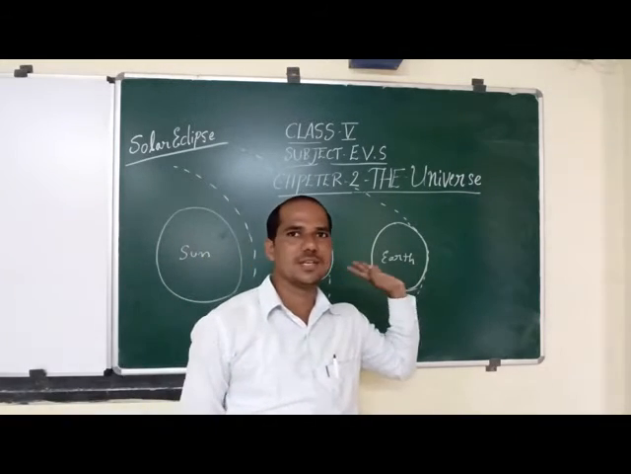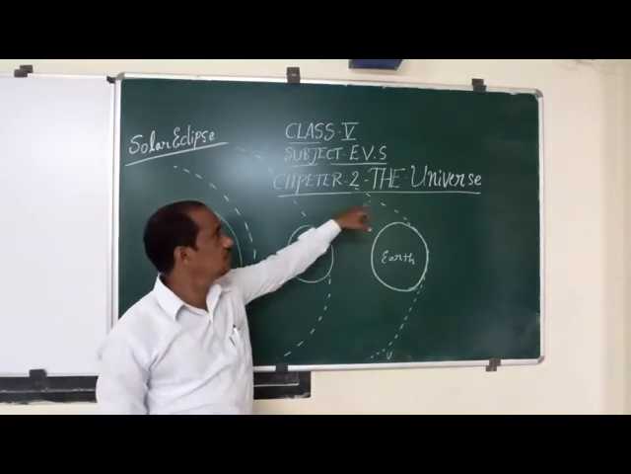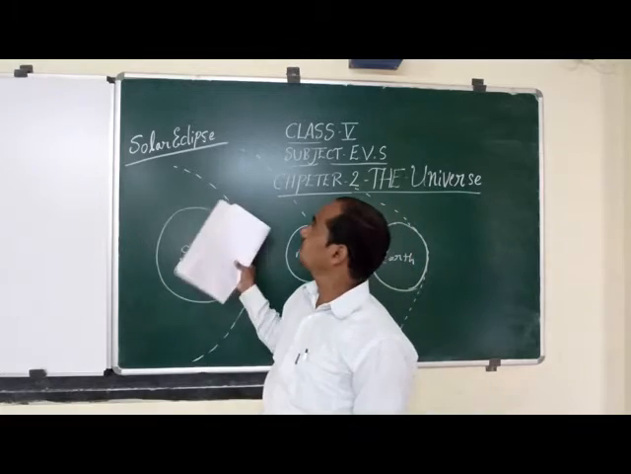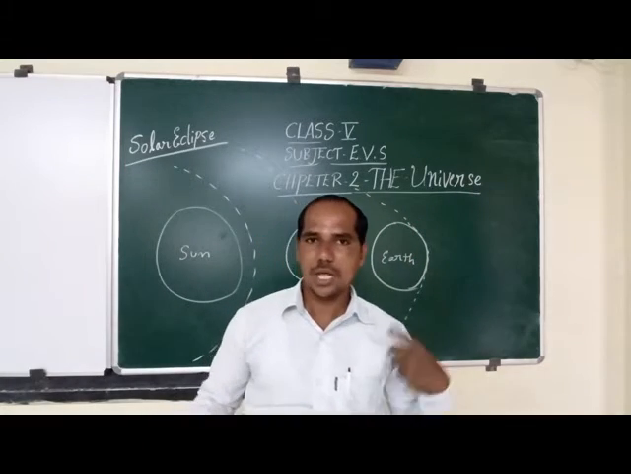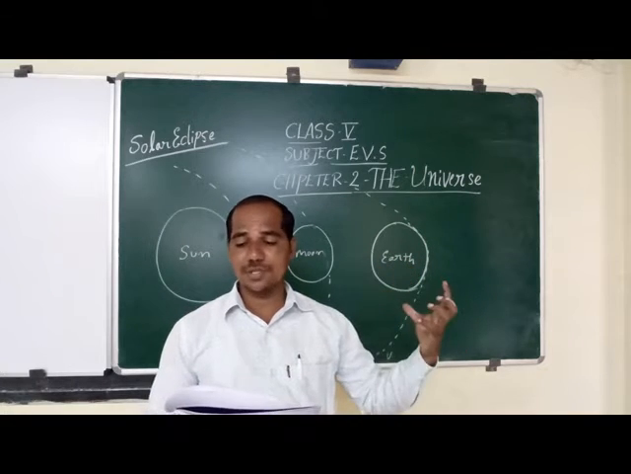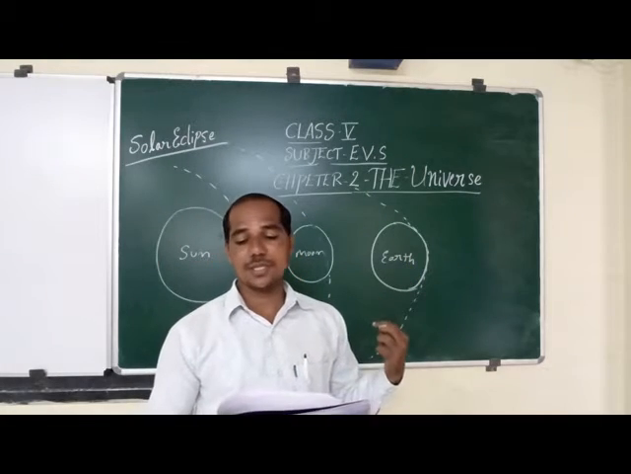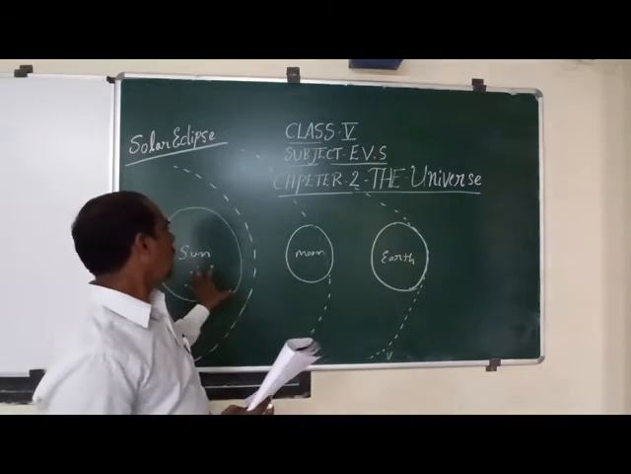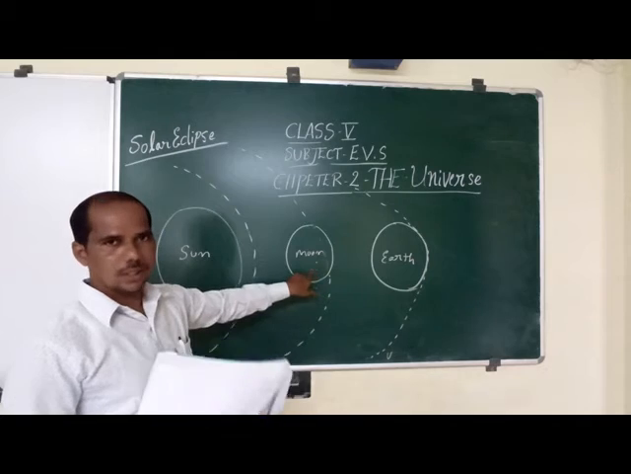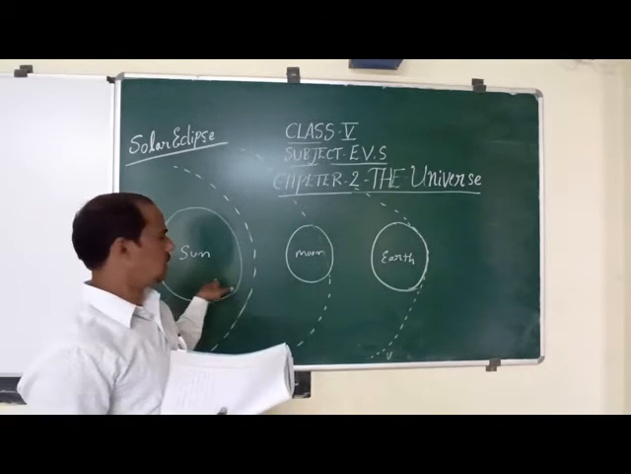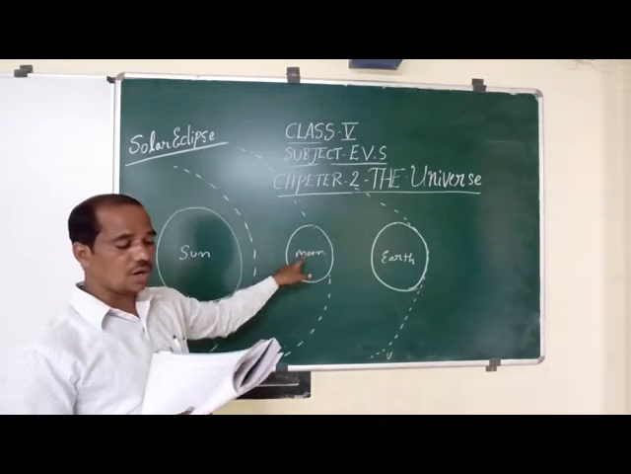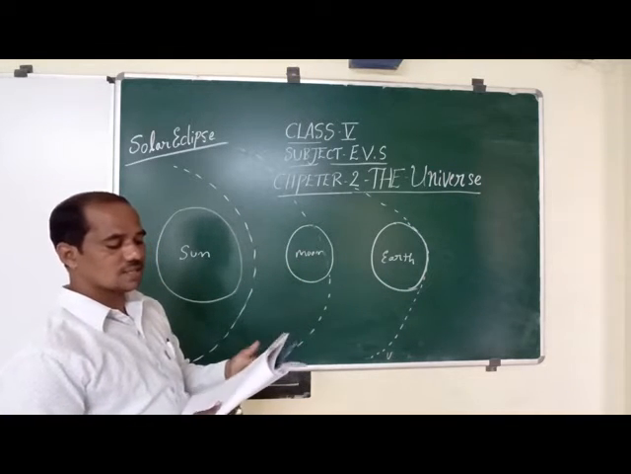EVS subject. The lesson is the second chapter, the universe, and we are discussing the solar eclipse. What is a solar eclipse? Let us discuss. A solar eclipse occurs when the moon comes in between the sun and earth. It came in the middle. The moon blocks the sunlight, casting its shadow on earth.